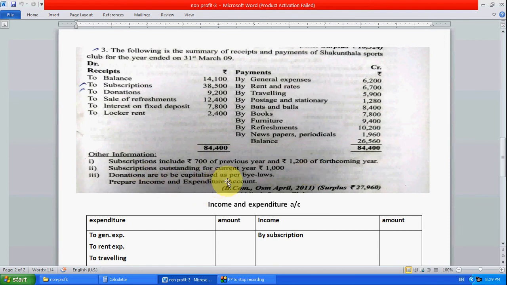Donations are to be capitalized as per the bylaw. Capital means it will go for long years, so this donation is transferred directly to the balance sheet. Now prepare the income and expenditure account. We just have to prepare the income and expenditure account, so let's see how to prepare it.